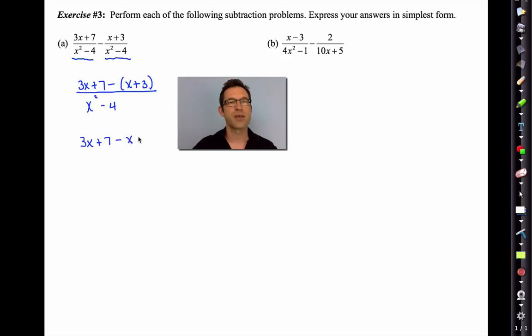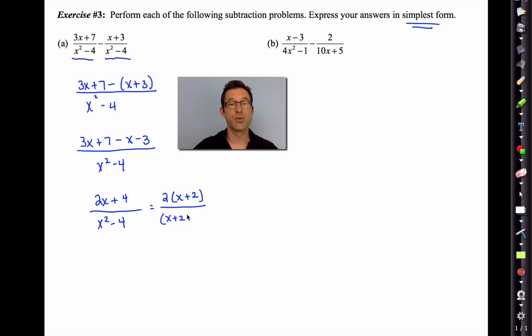We're subtracting x and we're subtracting 3. Right? And when we do that, now it's easy. 3x minus x is 2x. 7 minus 3 is positive 4. And we get 2x plus 4 over x squared minus 4. The only question at this point then is, is there any simplifying to do, simplest form? And the answer actually here is yes. That numerator can be factored as 2 times x plus 2. The denominator can be factored as x plus 2 times x minus 2. Cancel. And our final answer is 2 divided by x minus 2.